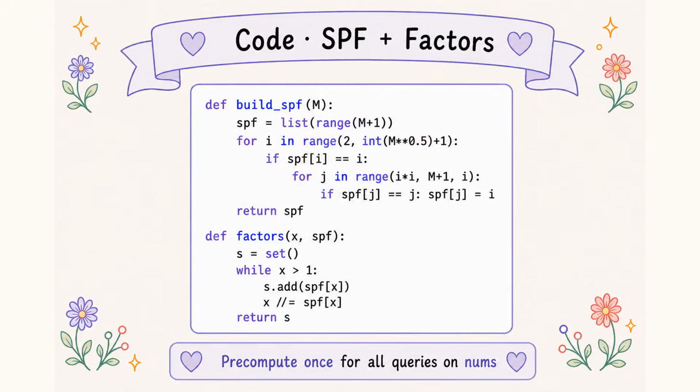Here is the helper code. Build SPF initializes every index to itself, then marks multiples with their smallest prime. The factors function repeatedly adds SPF of x and divides x by that prime until x becomes 1. These helpers let us factor every array value efficiently before the window loop.